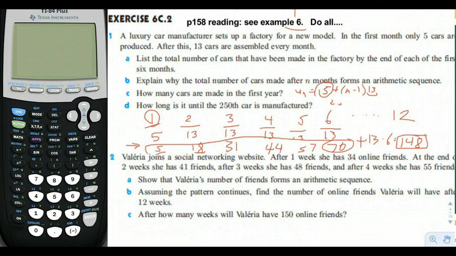How do we get 250 cars? So that would be 5 plus n minus 1 times 13. We need to do a little bit of algebra here, and we don't have too much space to do it, so I'll just talk you through it. 250 minus 5 would be 245. Then 245 divided by 13 would be 18.8.